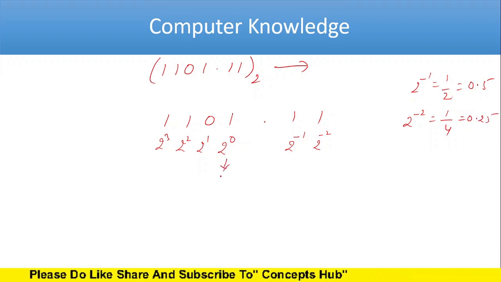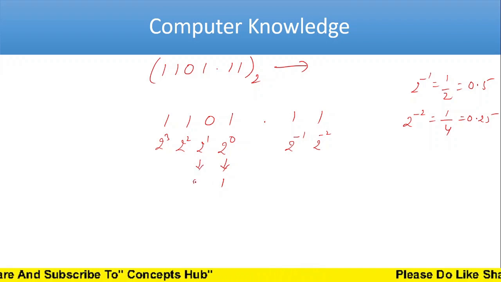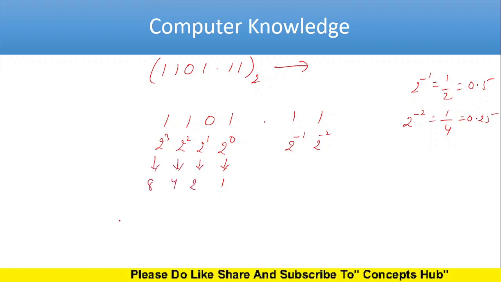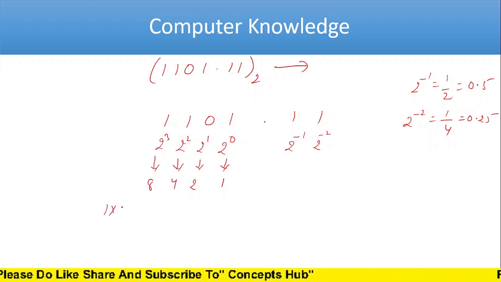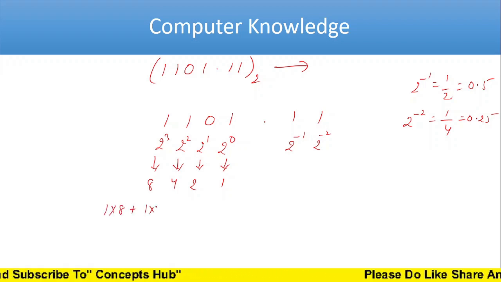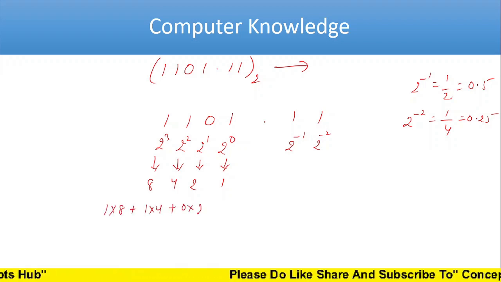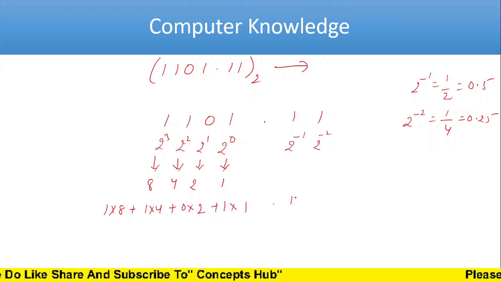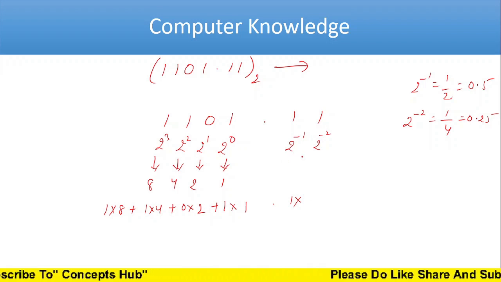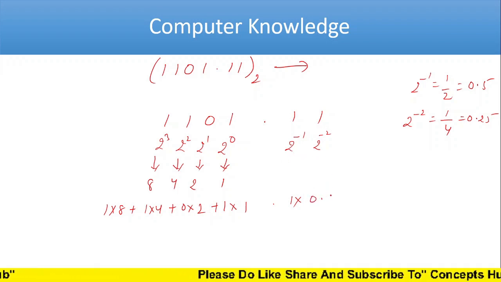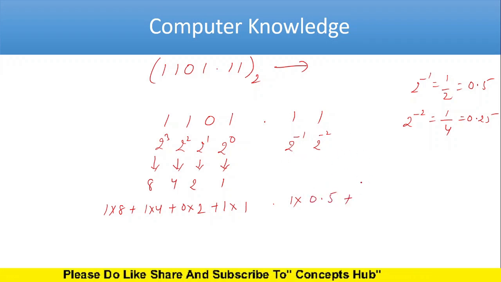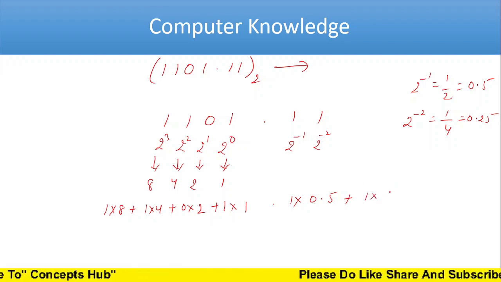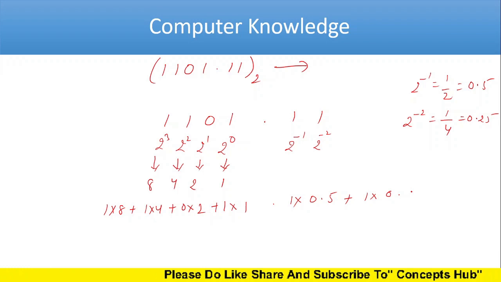So what will we get here? 2 to the power of 0, 1, 2, 4, 8. So we'll multiply 1 into 8 plus 1 into 4 plus 0 into 2 plus 1 into 1. Decimal here: 1 into 2 to the power of -1 is nothing but 0.5, plus 1 into 2 to the power of -2 is 0.25.